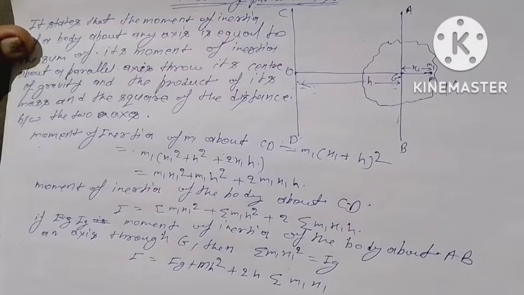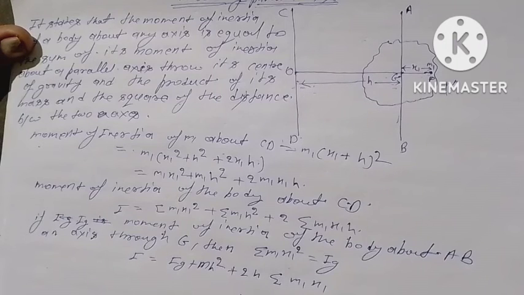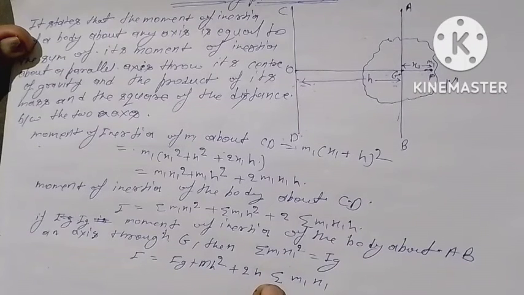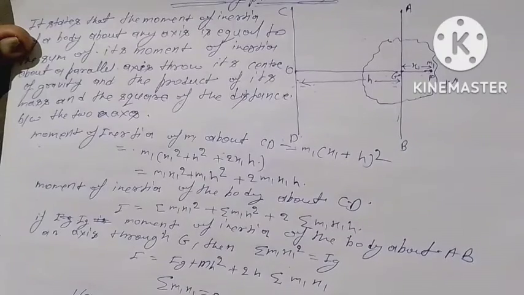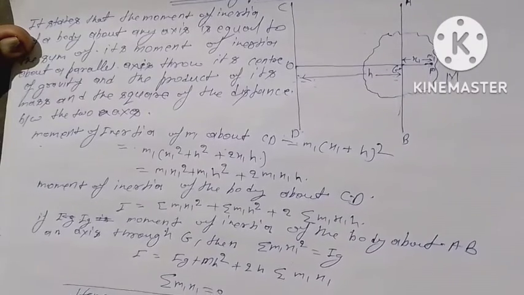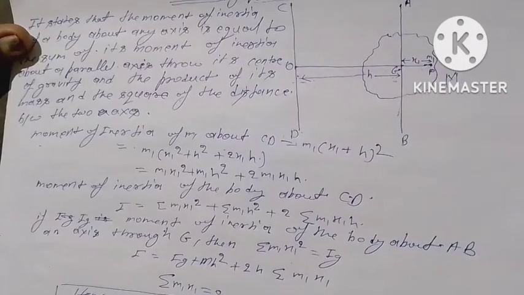Now sigma m1 x1 is the sum of the moments of the particles about AB passing through G, the center of gravity. Since the body is balanced about the center of mass G, the algebraic sum of all the moments about G is 0. So sigma m1 x1 equals 0. Hence I equals Ig plus m h square.